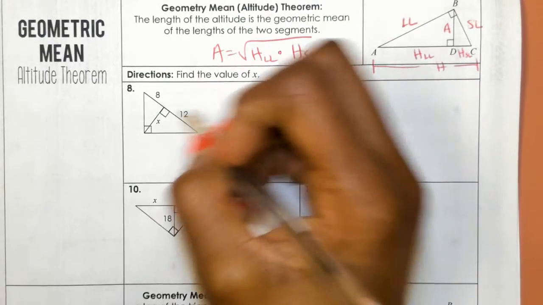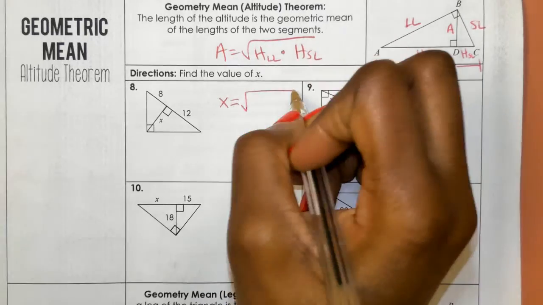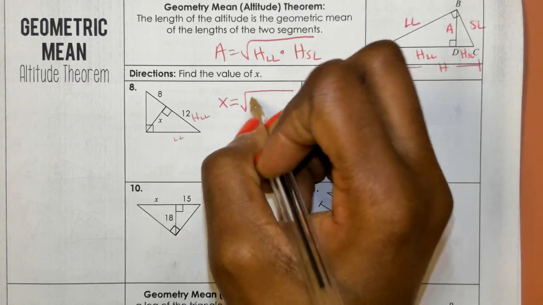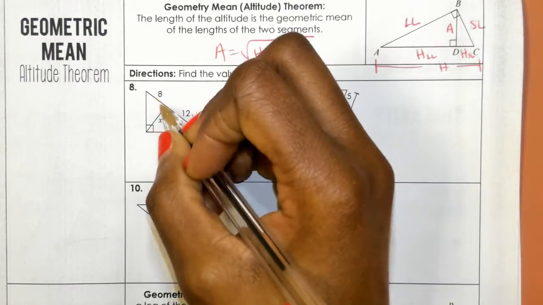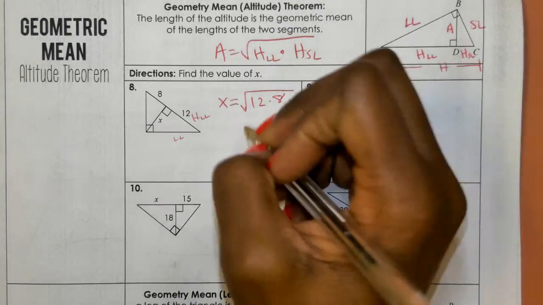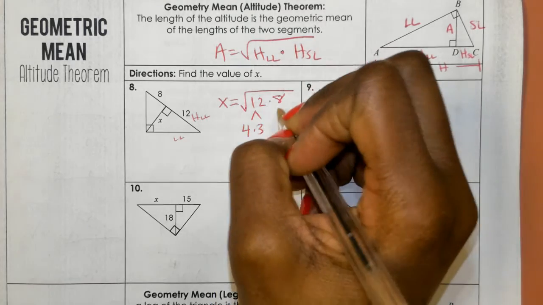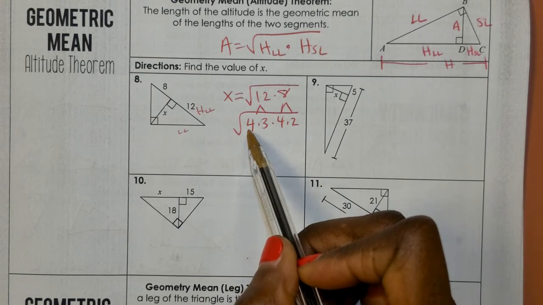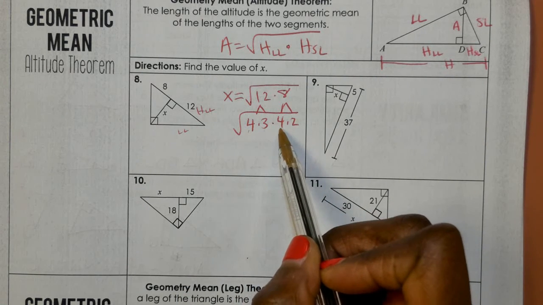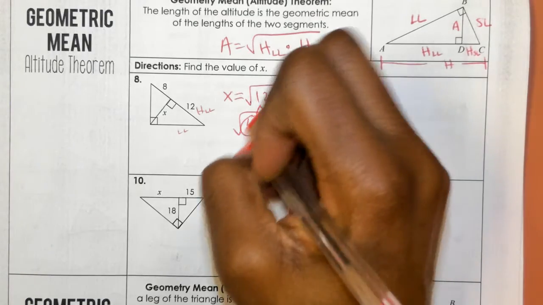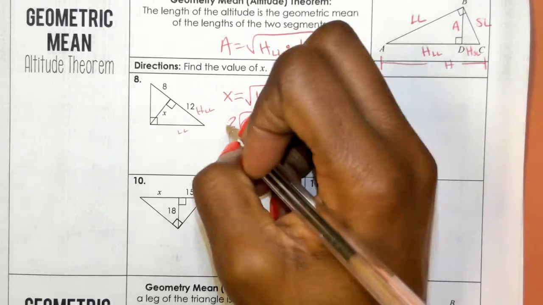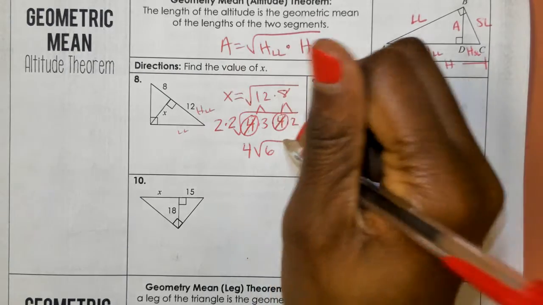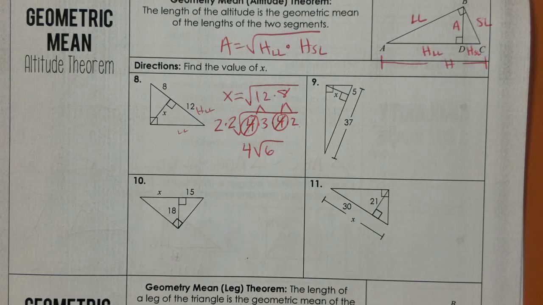So in this picture, the altitude would be x equals the square root of the hypotenuse piece closest to the long leg. This would be my long leg, so this is my HLL, is 12. And the hypotenuse piece closest to the short leg is 8. Then we break it down like we did before. And I have 4, which is a perfect square, 3, which is prime, 4, which is a perfect square, and 2, which is prime. So the square root of 4 is 2, and the square root of 4 is another 2. So I have these two prime numbers get multiplied together, 4 radical 6.